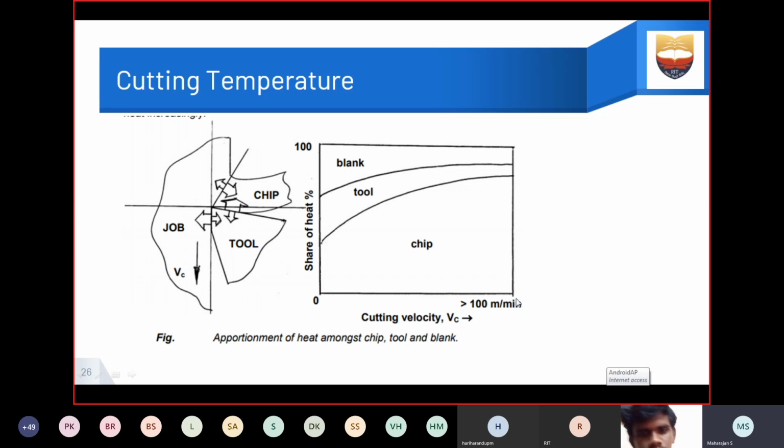This explains the heat carried by the chip. The major percentage of heat will be in the chip, some portion in the tool, and some portion in the blank. Blank means the work material. If you increase the cutting velocity, what happens? The major portion of the heat will be taken away by the chip. When machining a ductile material, we should increase the cutting speed, so we can reduce the temperature generated at the interface as well as the shear zone.